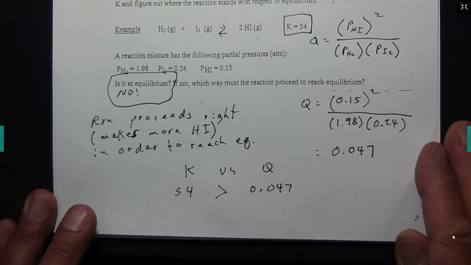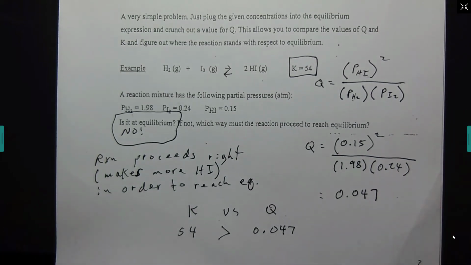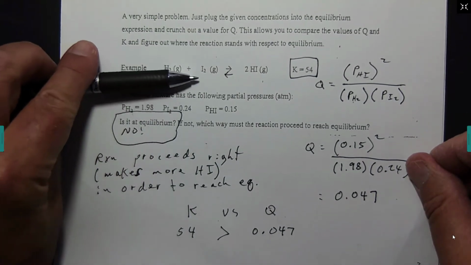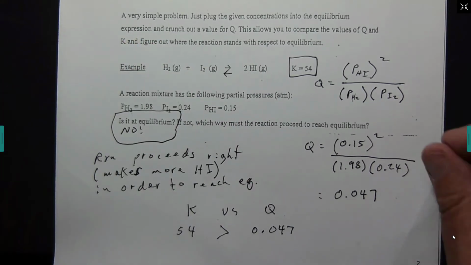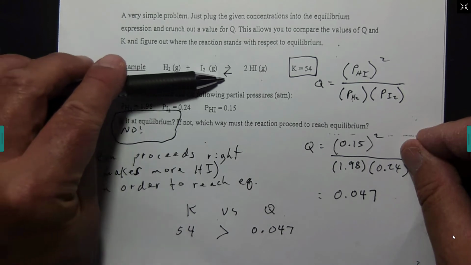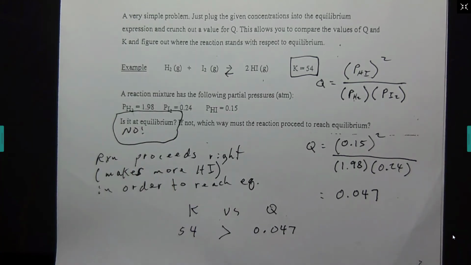So again, this reaction, in order to reach equilibrium, the forward reaction is going to be going faster than the reverse. In other words, the reaction is going to be proceeding to the right until it hits equilibrium. Then there's going to be no change in the concentrations because the forward and the reverse reactions are taking place at equal rates. So that's one type of problem.